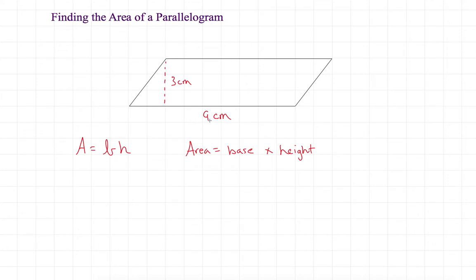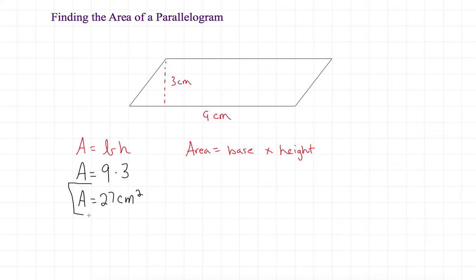So in this case, we know that the base of this parallelogram is 9 centimeters. So for that B, I'm going to fill in a 9. And we know that the height here is 3 centimeters. All right, so I'm going to go ahead and multiply that by the height, which is 3. Since it's a straightforward formula, base times height, base is 9, height is 3, so we have an area of 27, in this case, centimeters squared.